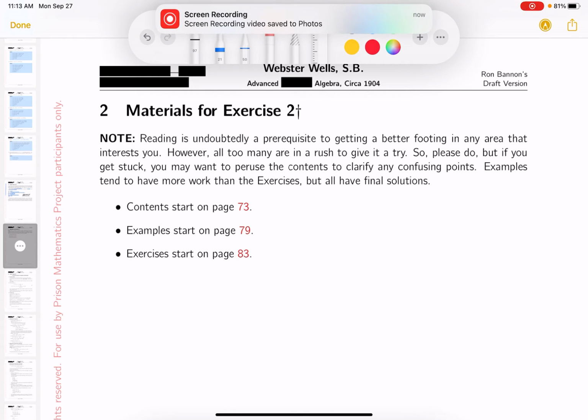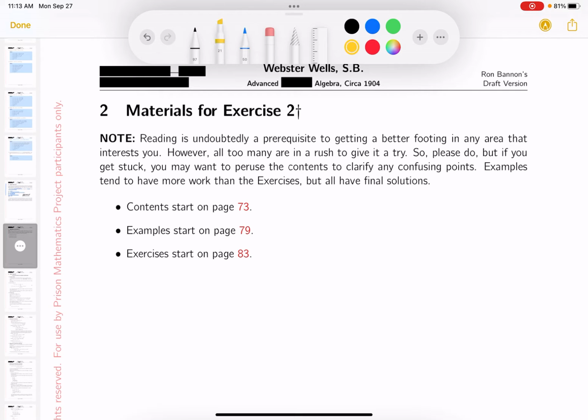Okay, now we're in the exercise 2 section of the notes. The materials are basically a rehash of Wells's material, examples, and exercises. Just to emphasize that to you, this is what they look like. Each section is going to say materials for certain exercises. There'll be contents, there'll be examples, and there'll be exercises. All right? What are we going to do? We're going to do the examples.